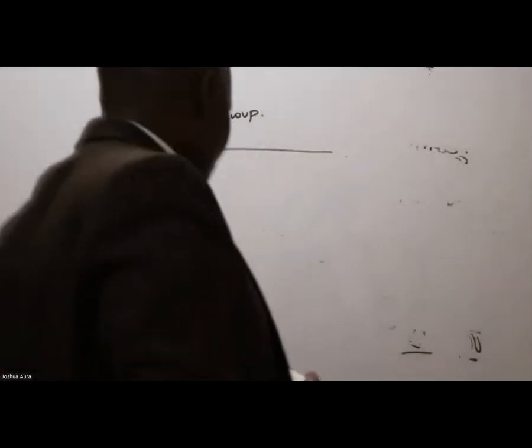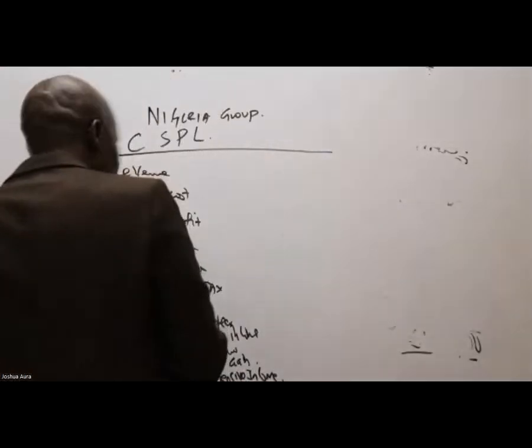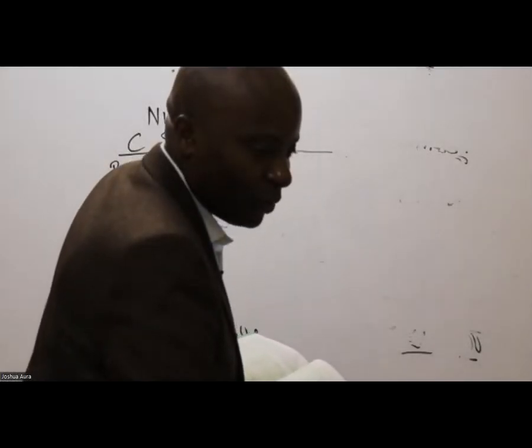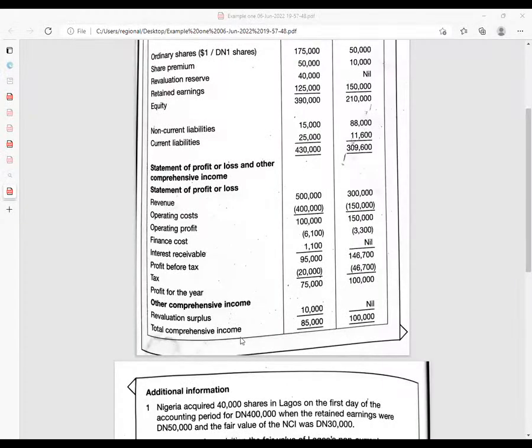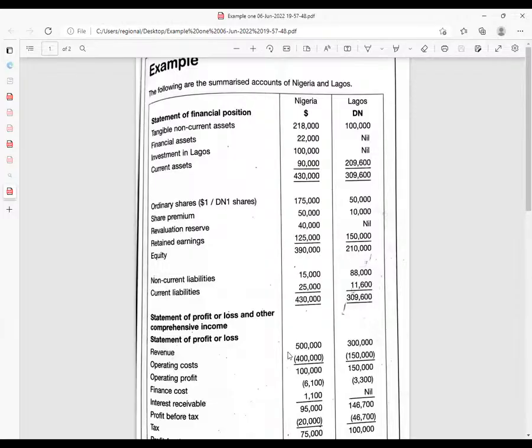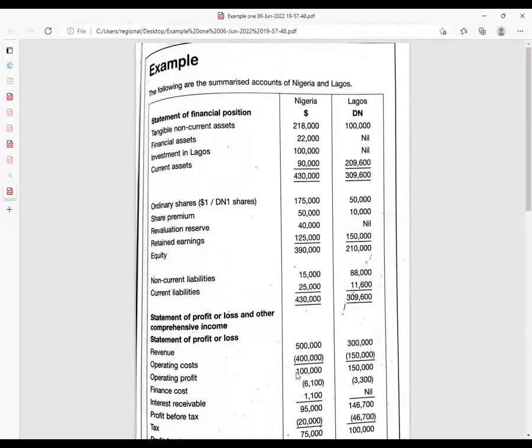So revenue, what do I do with revenue? Free marks. Revenue, I'll pick the one of 500,000, plus 300,000. Remember, this 300,000 is in DN, so I need to change this. How do I exchange this 300,000 to dollars? Which rate should I use?